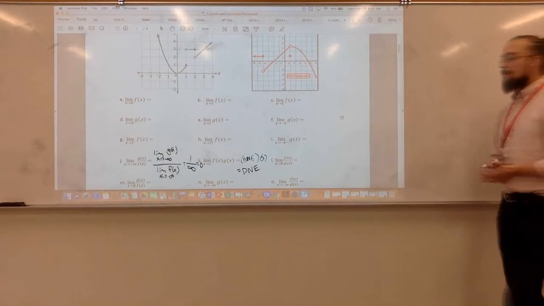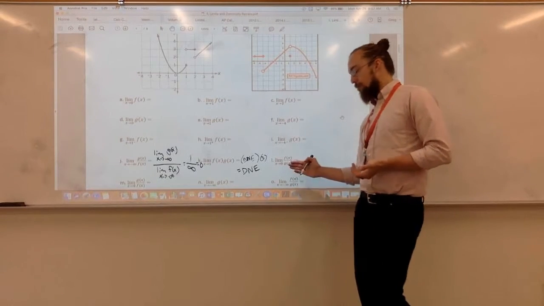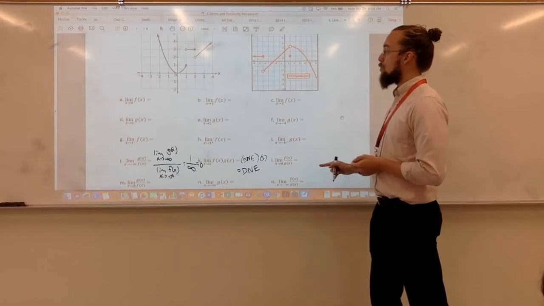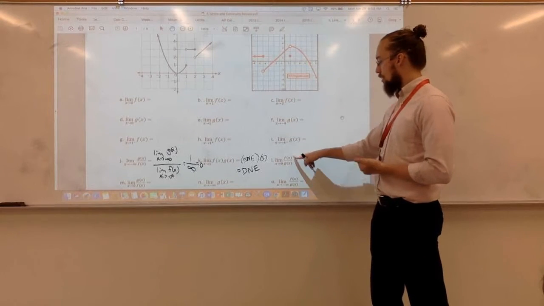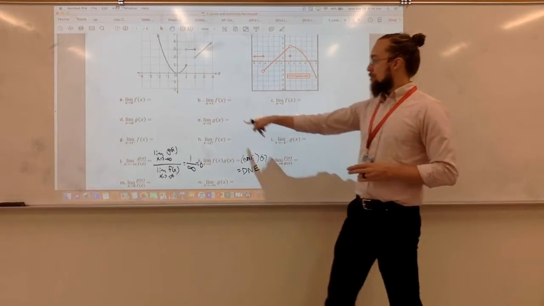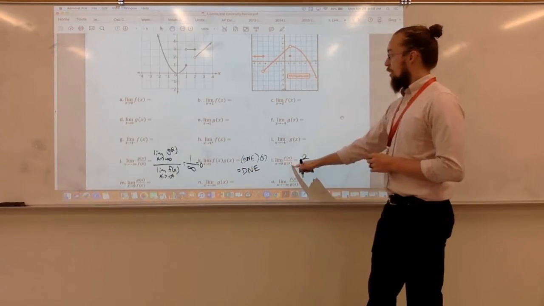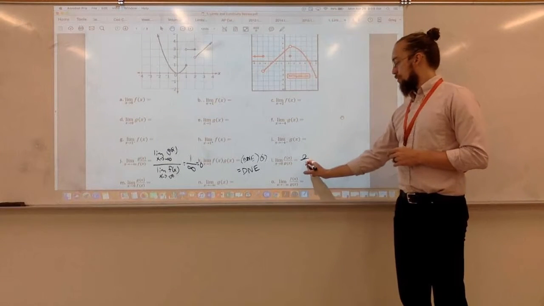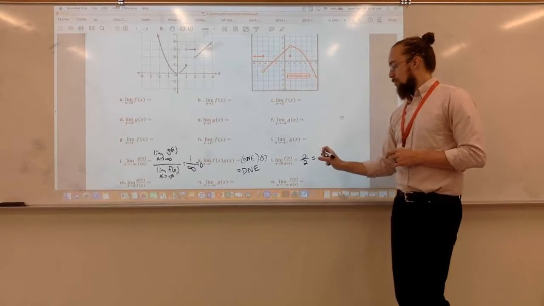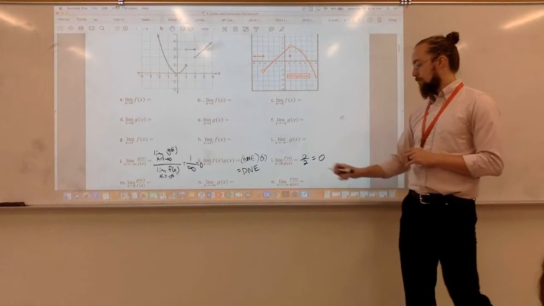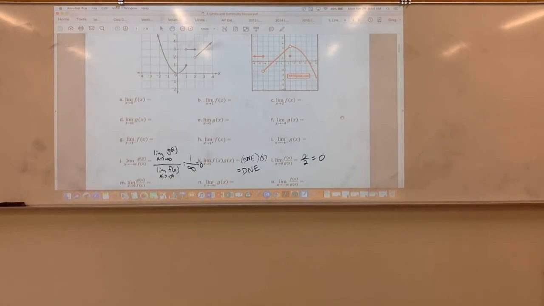L, limit as x approaches 0 of f of x over g of x. So just like j, I can find these two limits separately and then divide. So the limit as x approaches 0 for f of x was 0. And for g of x, it's 2. So 0 over 2 is just 0.